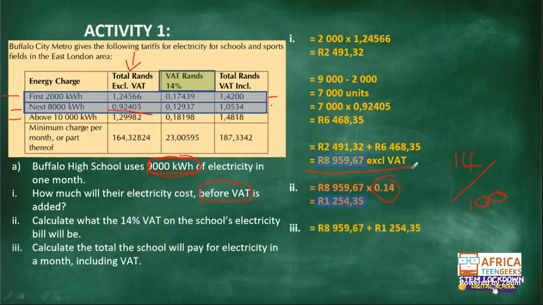Let's see who can get that first. Let's see, 8,959.67 plus 1,254.35 cents. And that gives us, ooh, sorry, I pressed the button already before anybody's answers came through on my side. There we go, Sharon. Sharon was fastest fingers first again.